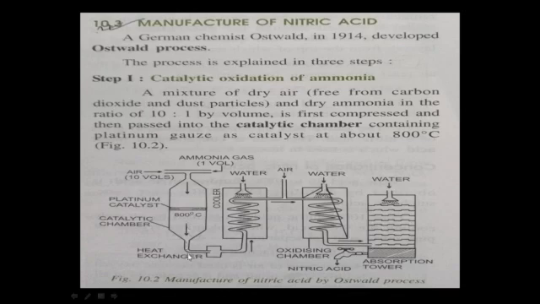Then here is the heat exchanger, and the gas formed will go here. The gas is hot, so it is cooled by passing water, and then the supply of air is there. Then again here is the supply of water. Then this is oxidizing chamber, and then again the vapor whatever is formed is cooled here, and finally we are getting nitric acid. So this is absorption tower.